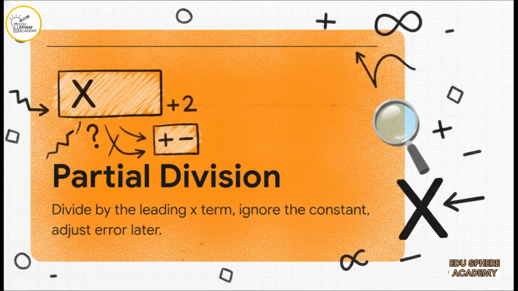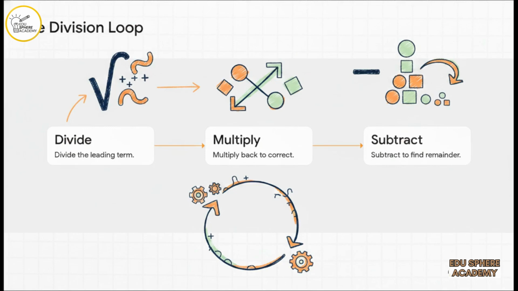Basically, when you set up your bus stop method, you just ignore the constant in your divisor for a second. If you're dividing by x plus 2, we're only going to divide by the x term. We completely pretend the plus 2 doesn't exist right now. Will that give us the wrong answer? Yes, obviously. But don't stress, because we're going to adjust for that deliberate little error as we work through the steps. So, the absolute key here is getting into a rhythm.